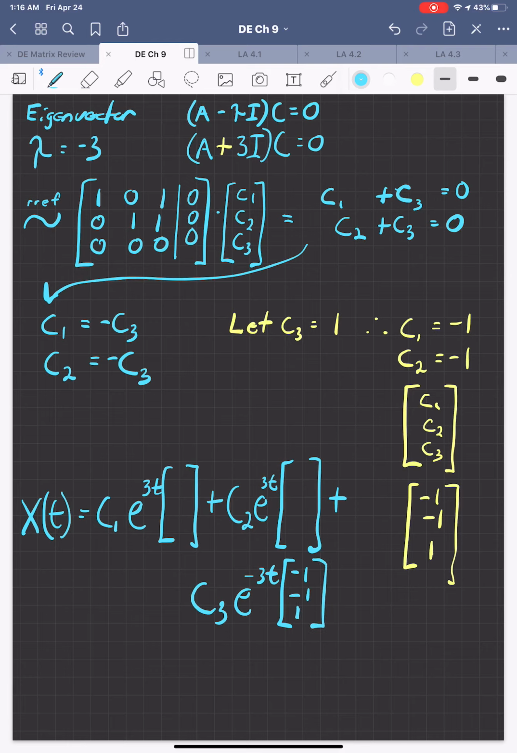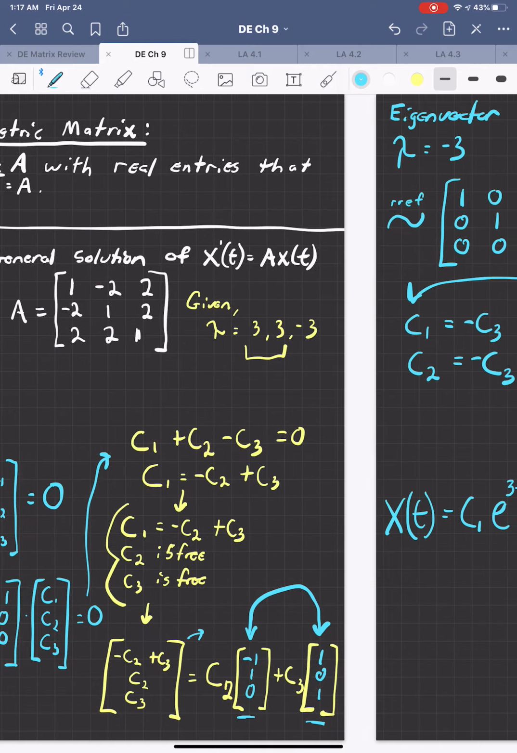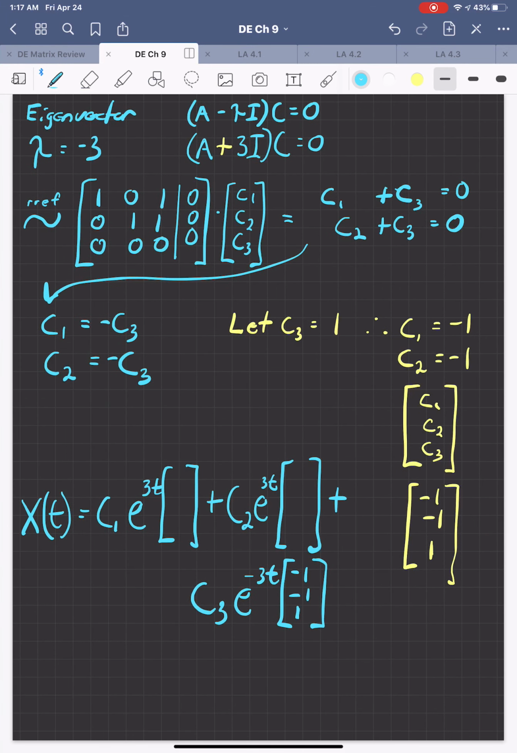Okay, so now the only thing I have to do is go to the previous page and grab these two vectors. So negative 1, 1, 0, and 1, 0, 1. And that's it. That is your general solution. You can't go any farther unless somebody gives you a little bit more information.